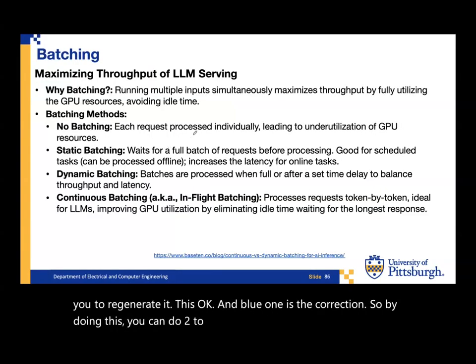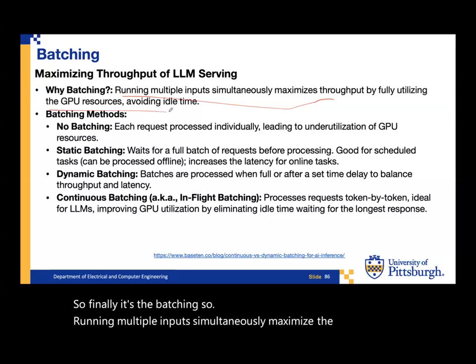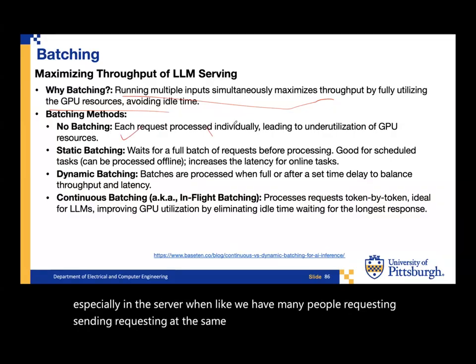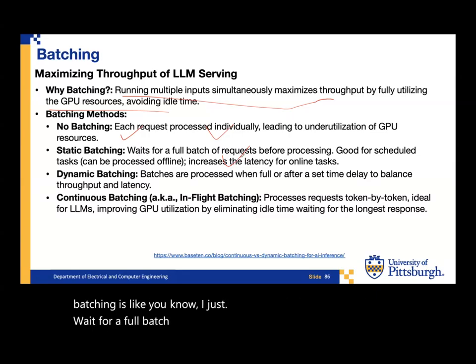So finally, it's batching. Running multiple inputs simultaneously maximizes the throughput, especially on the server where we have many people sending requests at the same time. If you don't have any batching, each request is processed individually. Static batching is where I just wait for a full batch before processing, and it can be processed offline. Dynamic batching, batches are processed when full or after a set time delay.